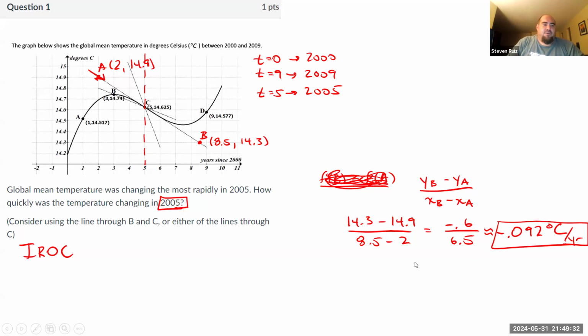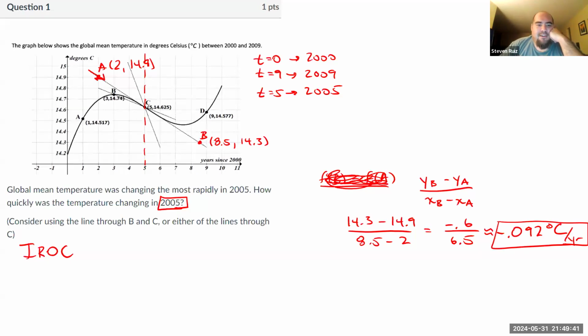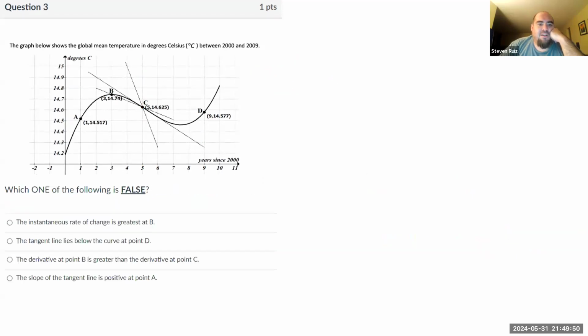So let's move on to question 2. What are the output units for the answer to the previous question? So I got a little bit ahead of myself. Back to the slide here. For the reasons we just talked about, our output unit should be degrees Celsius per year. Moving on to question 3, which of the following is false?